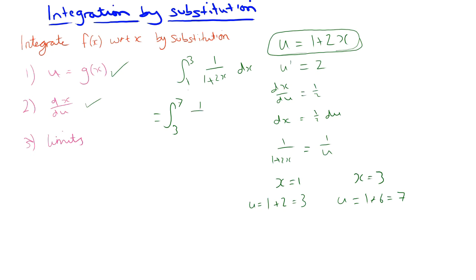Of 1 over u times a half du. And just so you can see where this is coming from, we've got the limits coming from over here. We have got 1 over u comes from here, and then the half du comes from this line here, where we swapped it out with dx.